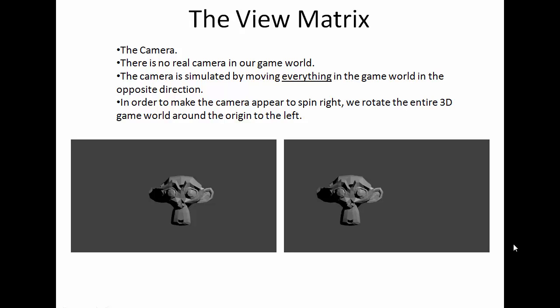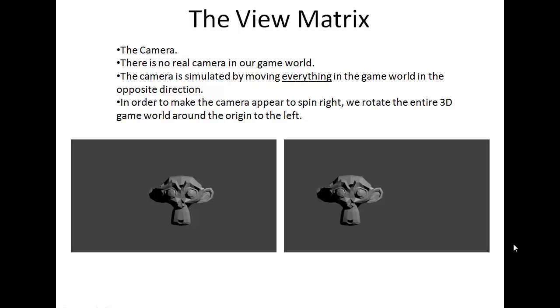So the way that we simulate moving a camera through the scene is by moving the entire scene in the opposite way that you would imagine the camera moving. If you look at the picture of the monkey here, on the left we've got a picture of a monkey, and then on the right we have a picture of the monkey where the camera has moved to the right.